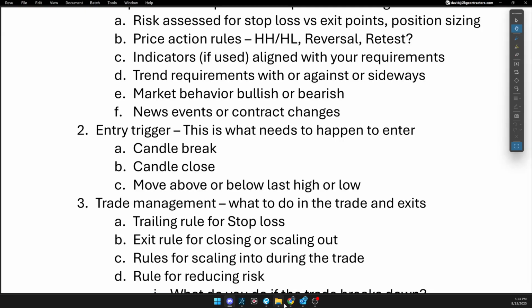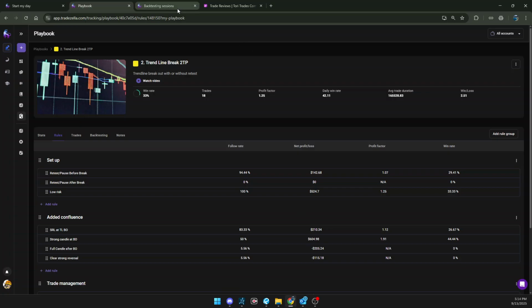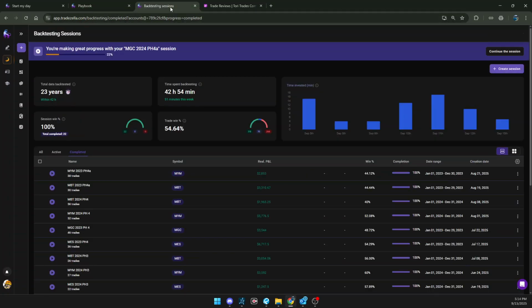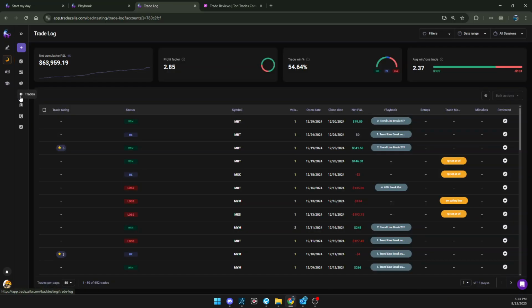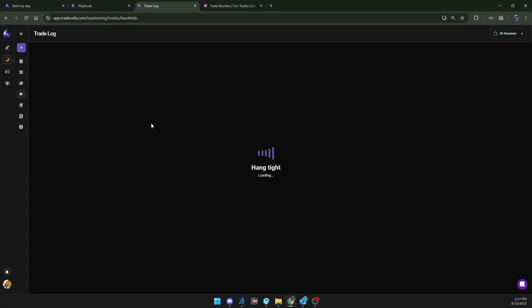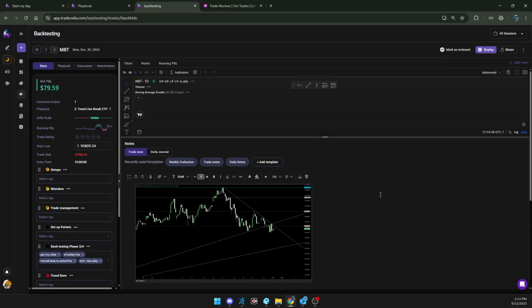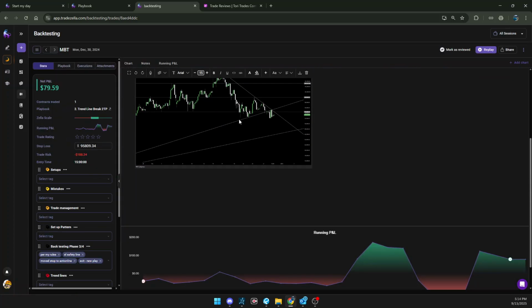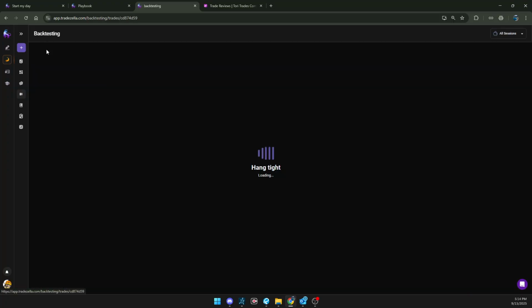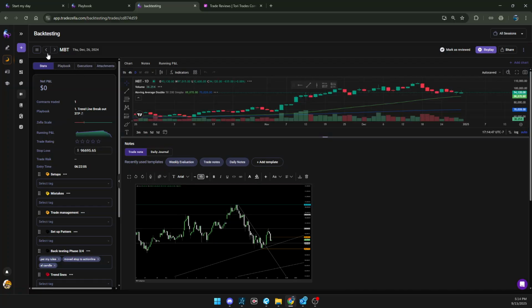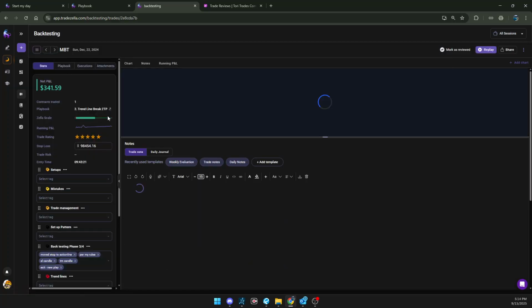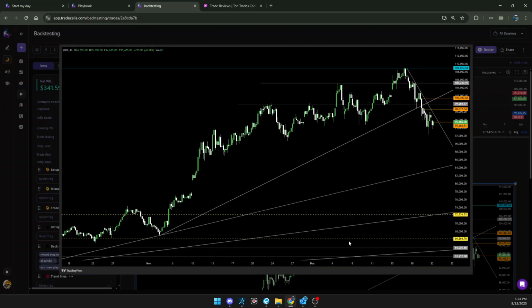Give you an idea of an entry trigger. Let's see what I can do here. I did not pull it up. Let's go. Be patient. There we go.